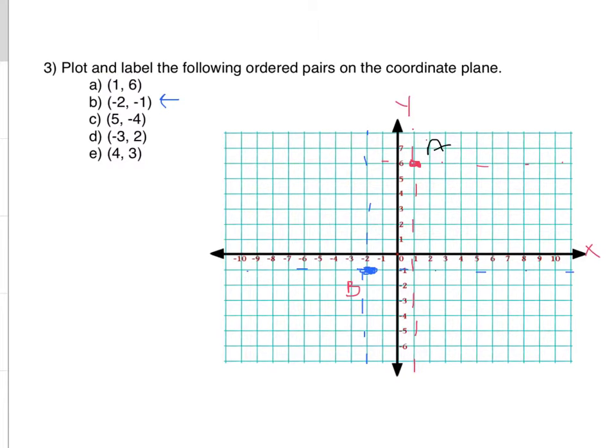I'll go through one more with you, and then you can finish the last two on your own. C, we have the point 5, -4. So first I need to find 5 on my x-axis. 1, 2, 3, 4, 5 will be right here. And my y value is -4. So I will go down 4, 1, 2, 3, 4. Here at the intersection is the point C. I'm going to ask that you do D and E on your own and also label those.